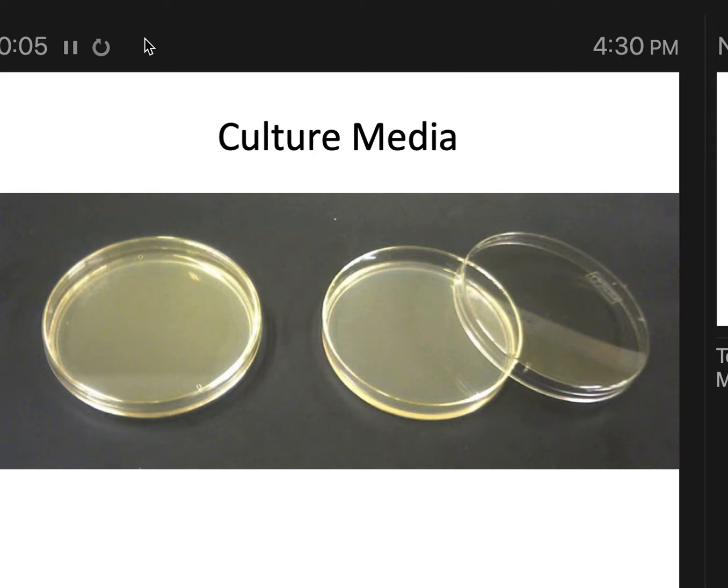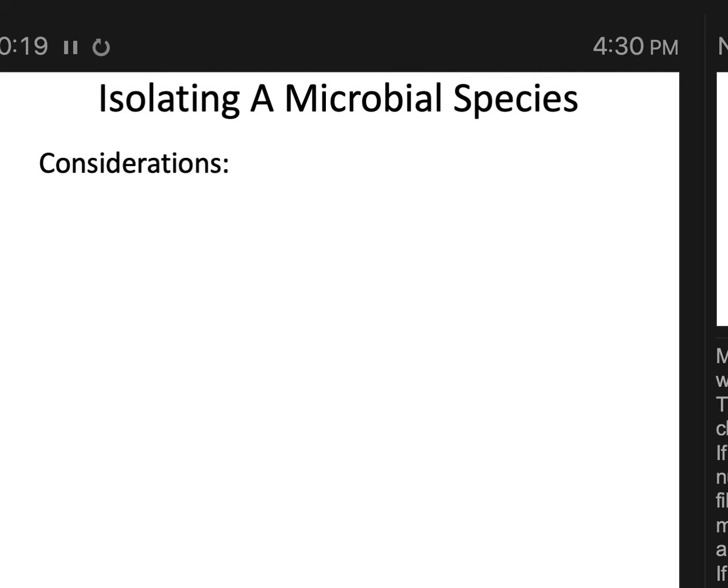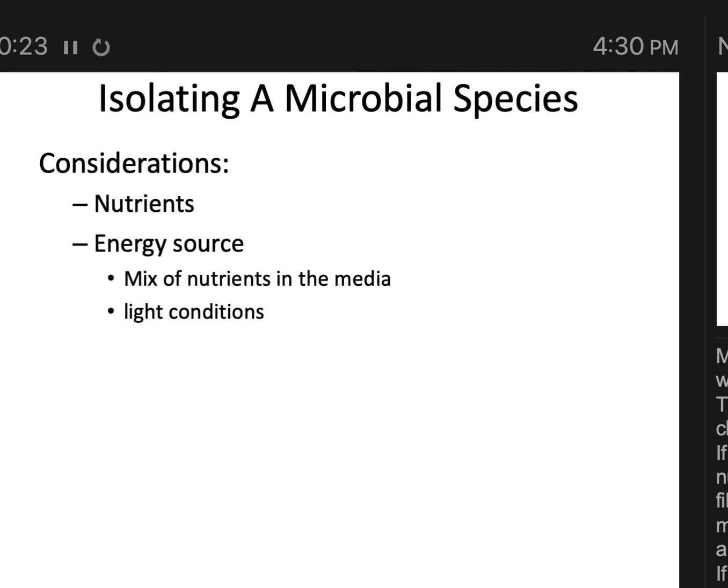Okay, so let's talk a little more about isolating a microbial species. To isolate certain species of microbe, you have to consider the needs of the species you are trying to isolate. Now, we talked about this at the very beginning of this lecture series. Let's bring it back around full circle. So you want to consider nutrients, and that's going to be looking at your building block sources.